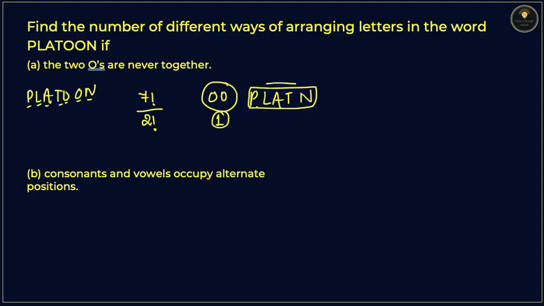So the total number of items is 1, 2, 3, 4, 5, and this group as 1. So you will write it as 6 factorial, because none of the letters is repeating. Now, if I want to find the arrangements where two O's are never together, I can write 7 factorial by 2 factorial minus 6 factorial.